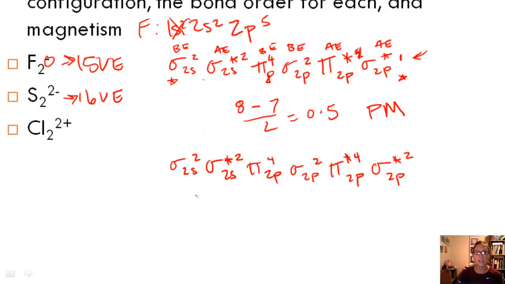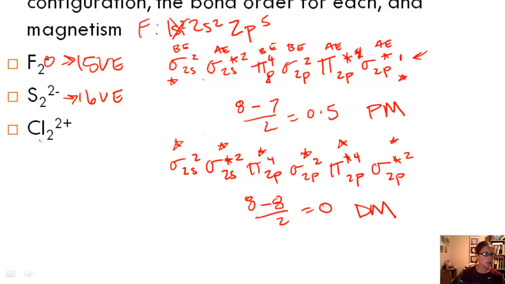Again, bonding and antibonding. On my bonding electrons, I have 1, 2, 4, 6, 7, 8. So that's still going to remain 8 minus my antibonding. So I have 2. Oh, I probably shouldn't do stars. There's too many asterisks. It gets mixed up. 1, 2, 3, 4, 5, 6, 7, 8 over 2. So that's 0, which means that S2 2- is not going to be a molecule that will occur. And because we don't have any unpaired electrons, this is diamagnetic.